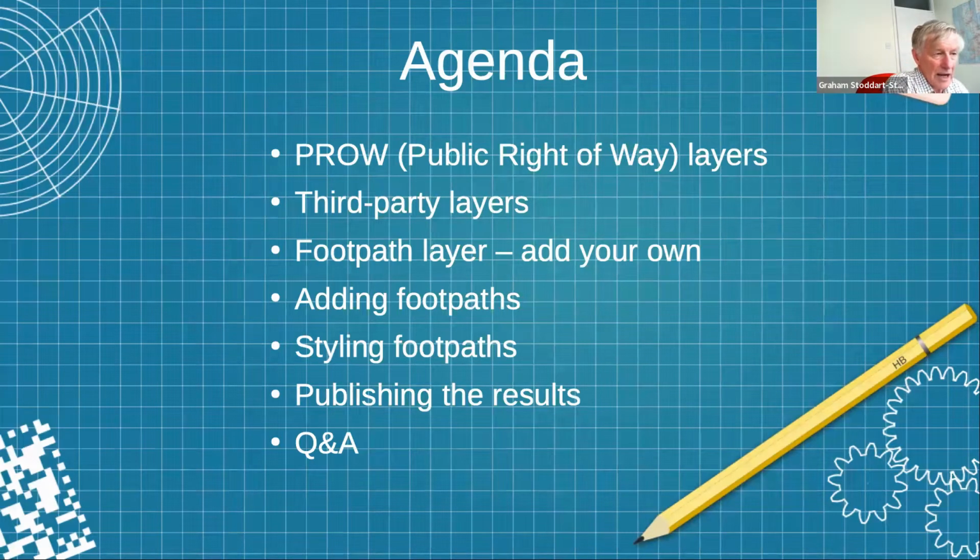Then we'll actually create our own footpath layer. So you'll be going through the steps necessary to create a layer. Then we'll be adding details to it, actual footpaths. We'll be styling them so that they show up in different colors according to different statuses or conditions. And then we'll be adding in all the extras like stiles, bridges, tunnels, quagmires, whatever it happens to be. And then a quick run through how you can publish the results for the world to see.